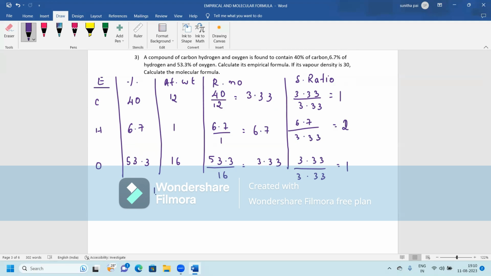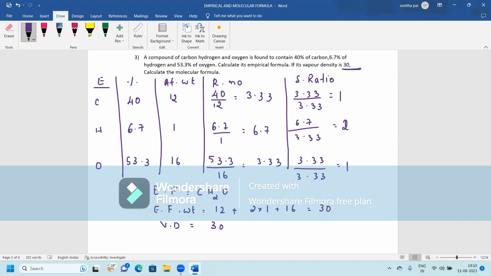So now the empirical formula is CH2O. Side by side, let us calculate the empirical formula weight. That is 12 plus 2 into 1 plus 16. So 12 plus 2 is 14, 14 plus 16 is equal to 30. That is the empirical formula weight.